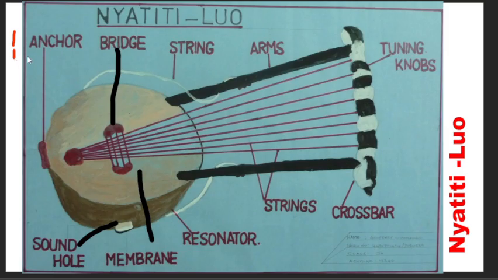Now here we have the anchor, then we have the bridge, then we have the string, also the sling, we have the arm, we have the tuning knob, then we have the crossbar, the strings, the resonator, then we have the skin membrane, then we have the sound hole. Those are the parts of one of the lyres called nyatiti.